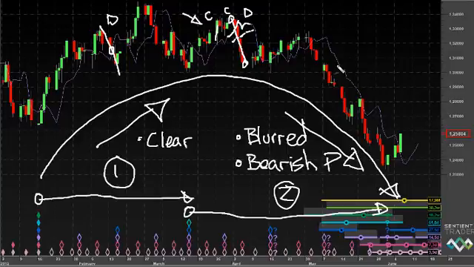Let's move on and take a look at our next category of trade, the E category trade.